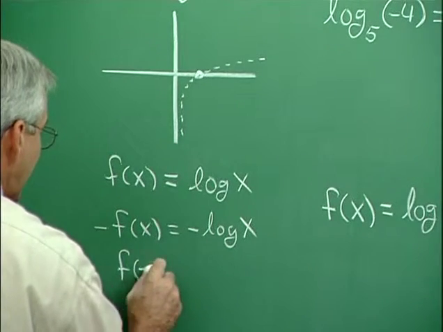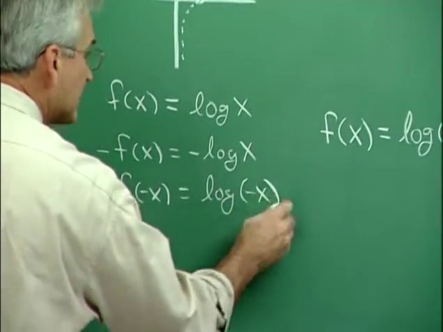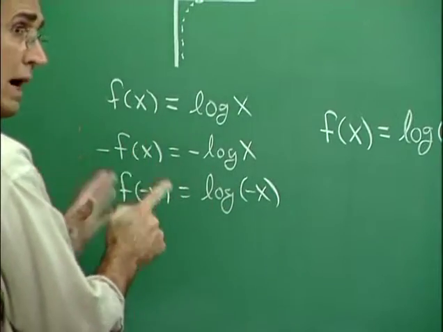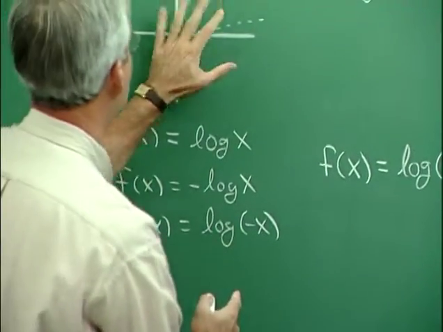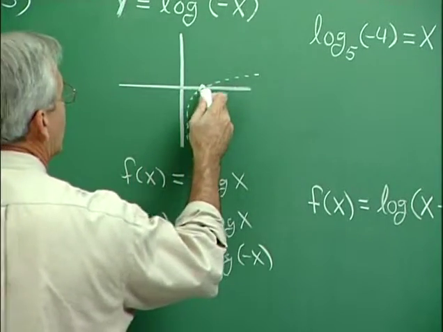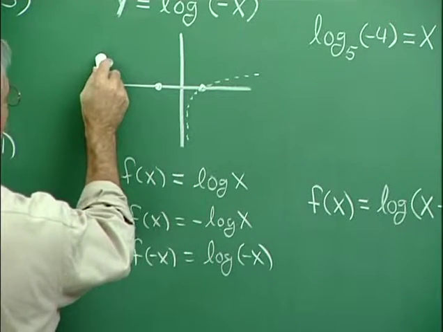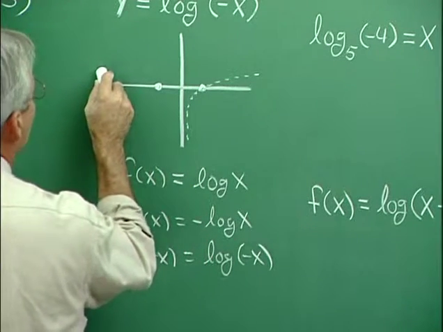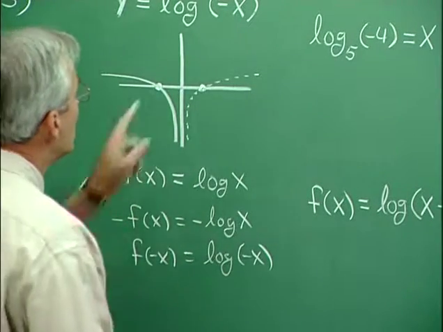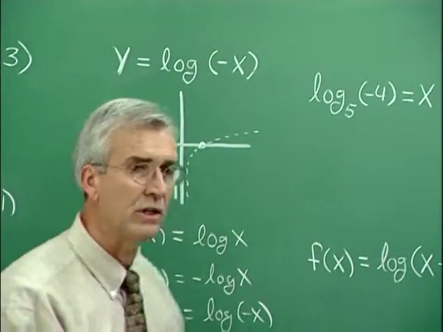F of negative x, though, is the log of negative x, and that's the situation we have up here. And that's the reflection in the y-axis. So we're reflecting this way and not this way. All right, so we're going over here, and then let's see, this point moves over to here, and the graph then looks like this.